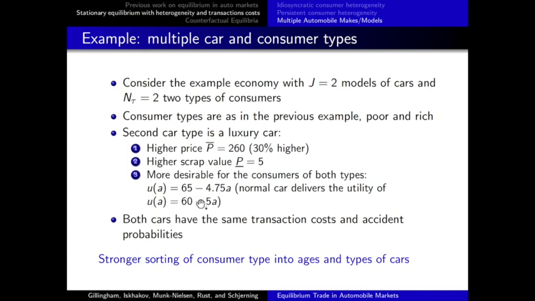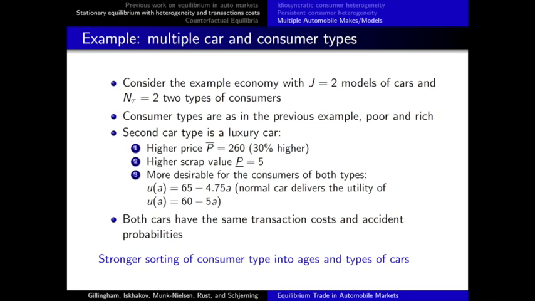So basically, the utility of that car is higher and it's depreciating slower in value. Okay, so this is like the very durable luxury Volvo. Okay, and this is compared to the other normal car that has this utility. Okay. And both have the same transaction cost and accident probability.